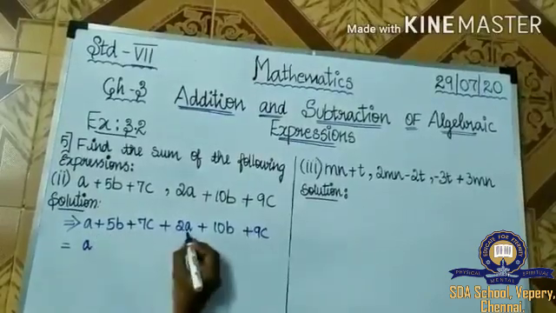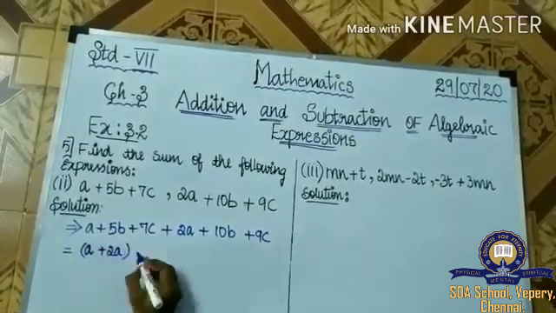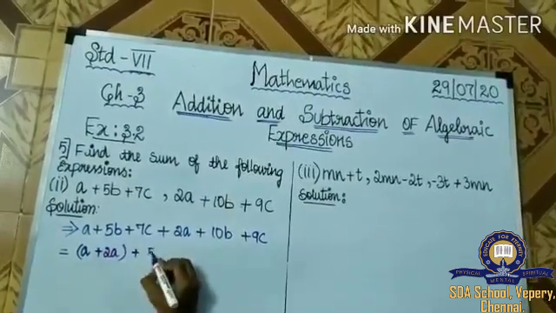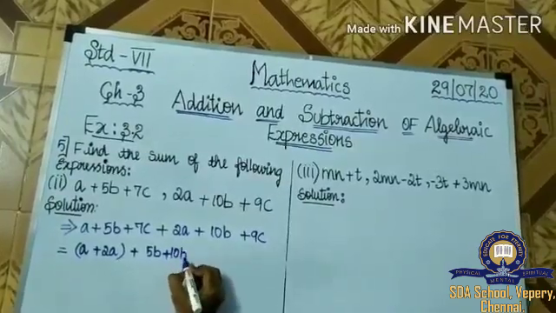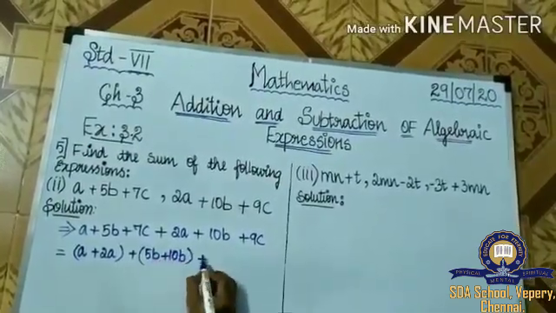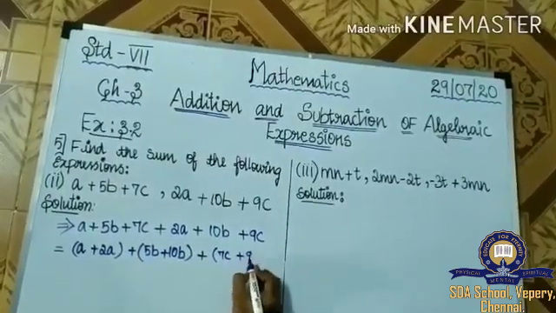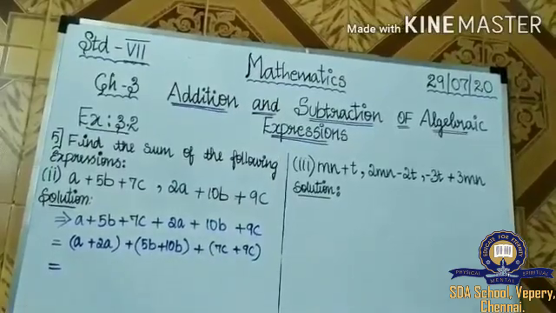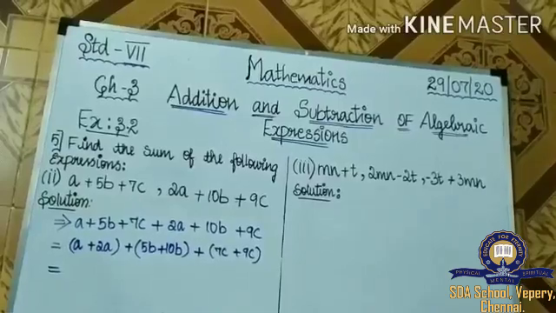So, a plus 2a, plus, see next B term. So 5b plus 10b. Next C term. 7c plus 9c. Okay. And the third step is we are going to add the terms.